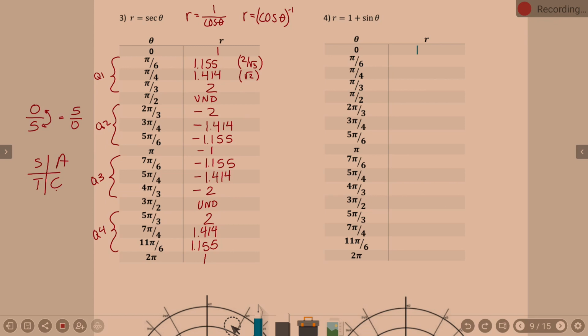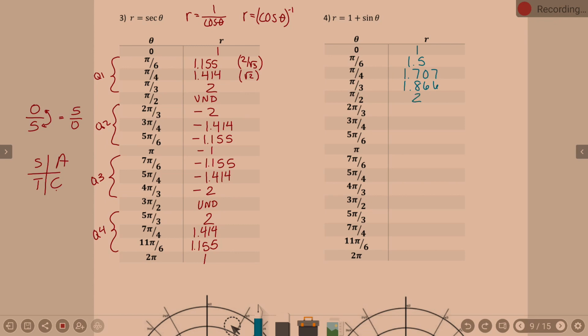Okay, I'll be honest, I have this one all in decimals. So sine of pi over 6 is 0.5, 1/2. You add 1, it's 1.5. Sine of pi over 4, well, that's at 0.707, so this is 1.707. Sine of pi over 3 is at 0.866, so this is 1.866. Sine of pi over 2 is 1. Add 1, you're at 2.